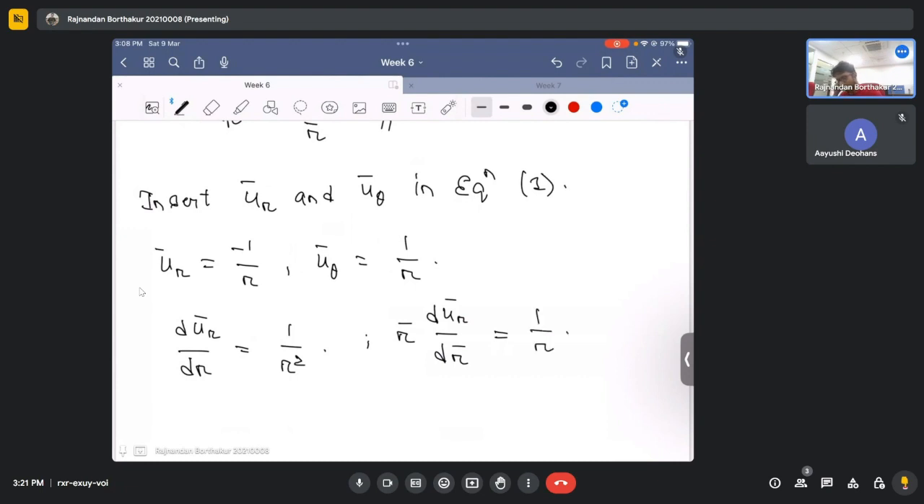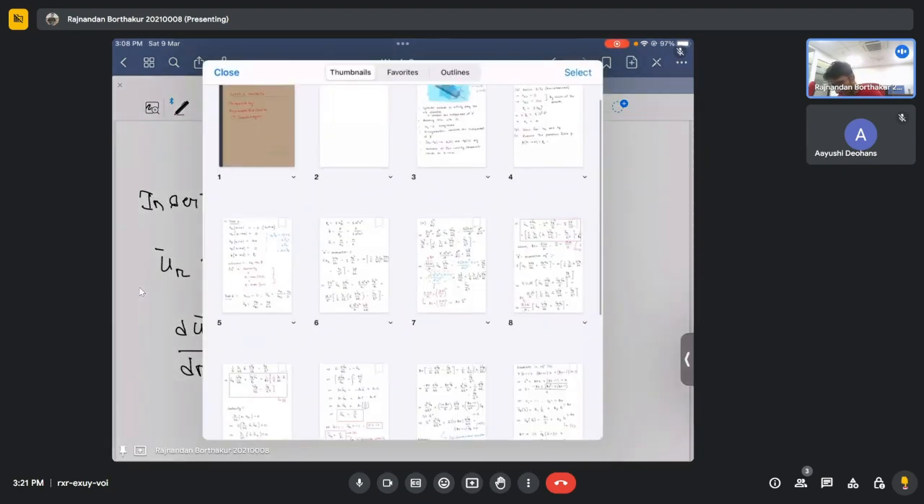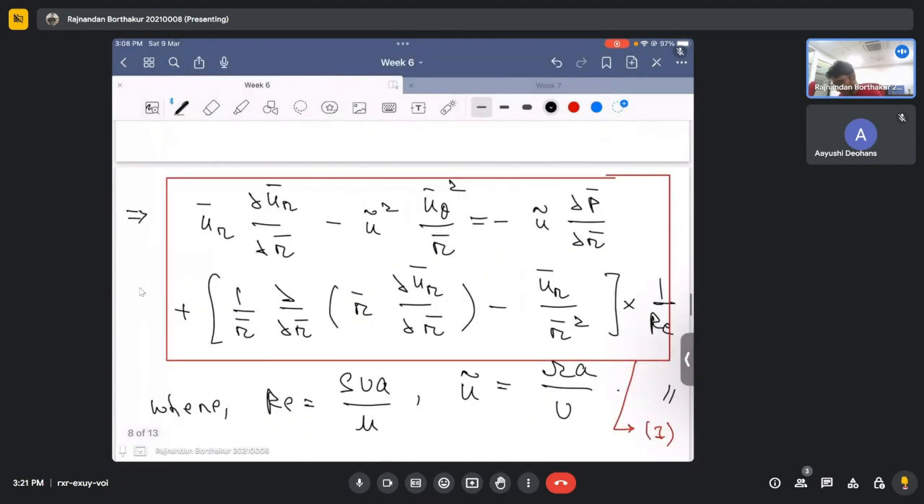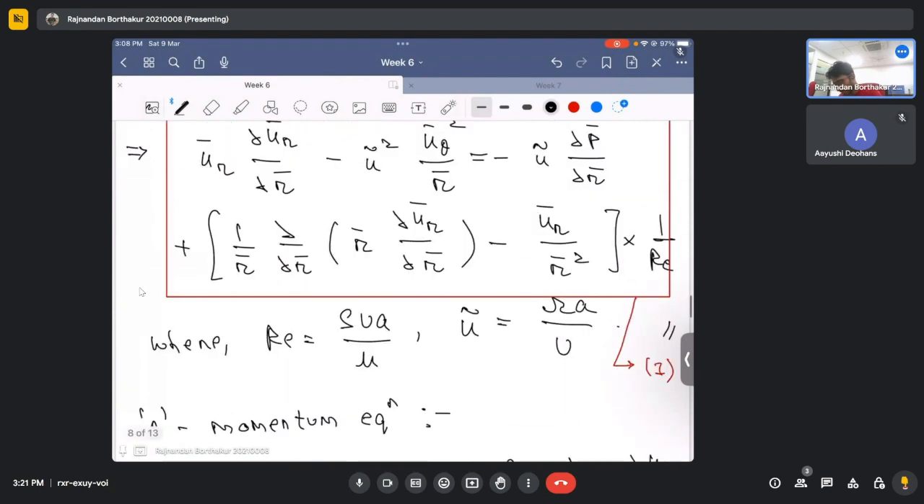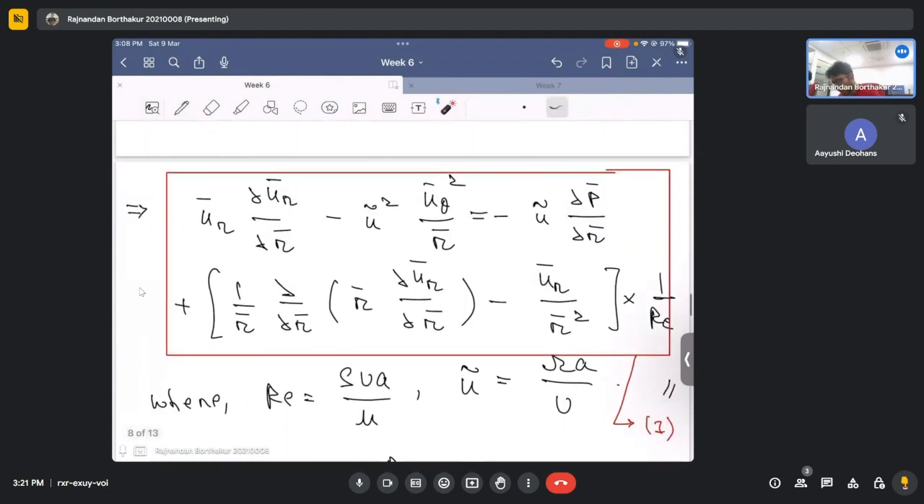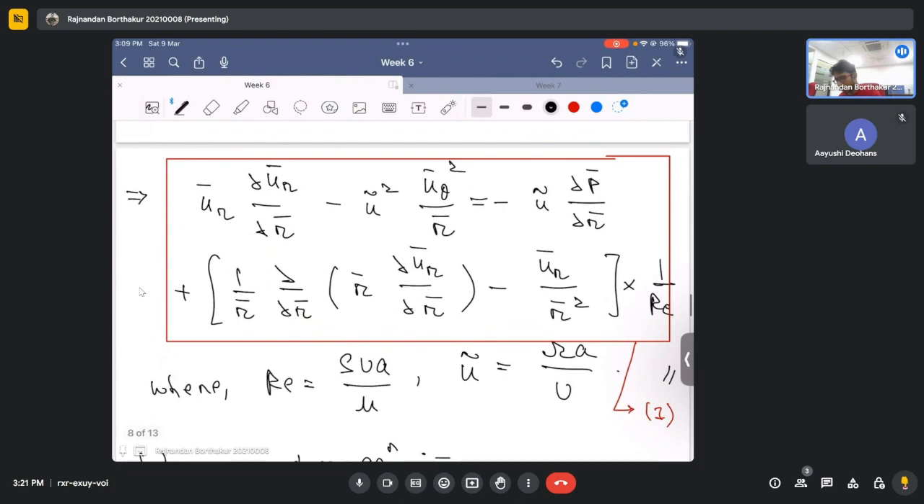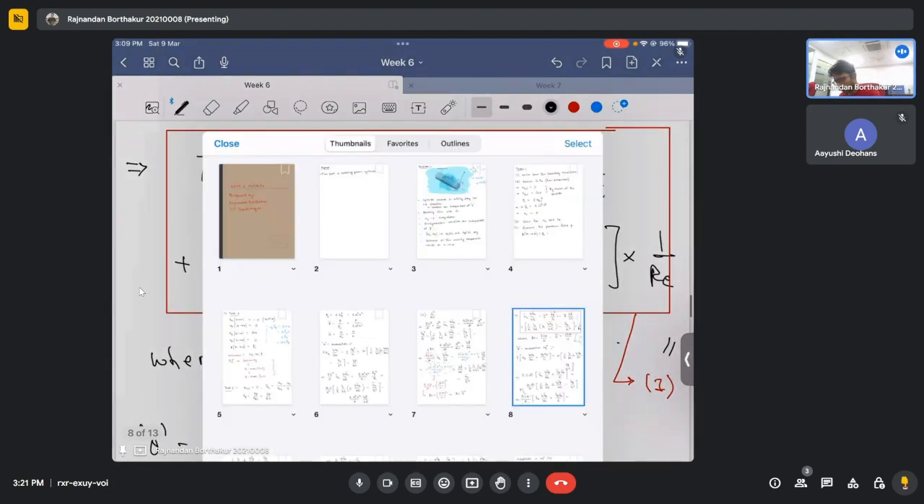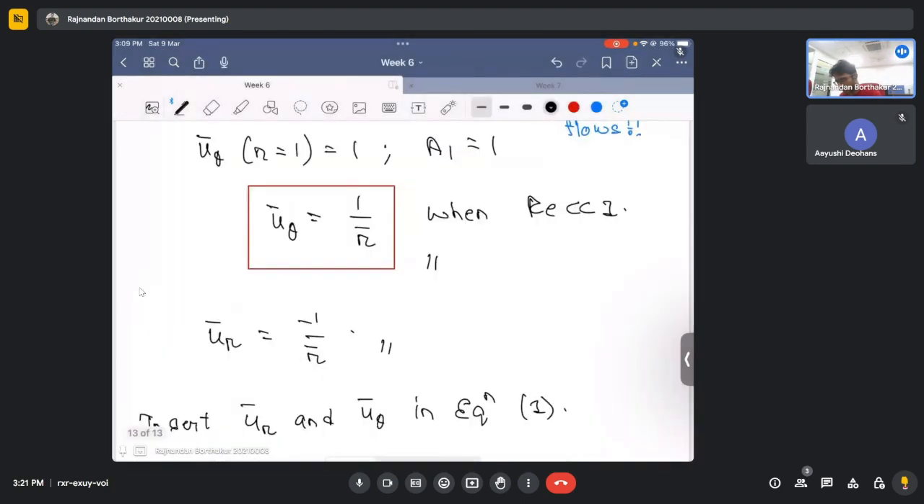Now let's evaluate the terms here. So let's go to equation 1 once again. What do we need? We need this term, which is u r into d u r by dr. We will have this term. U theta is already known. U tilde is just a constant. We just need to evaluate this term as well. So let's first do this. This is just mathematics, so there is nothing to explain here. It's just substituted and nothing else.